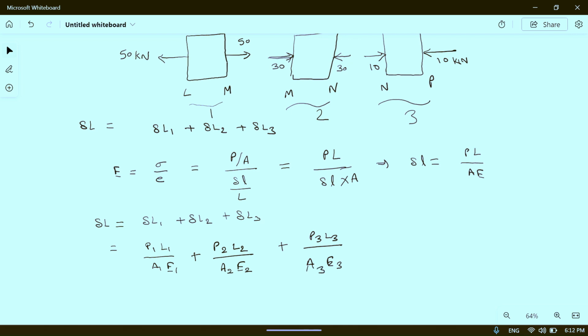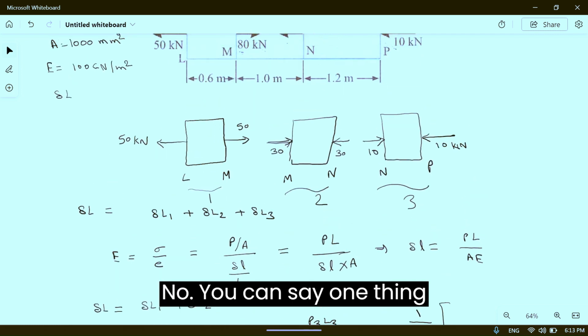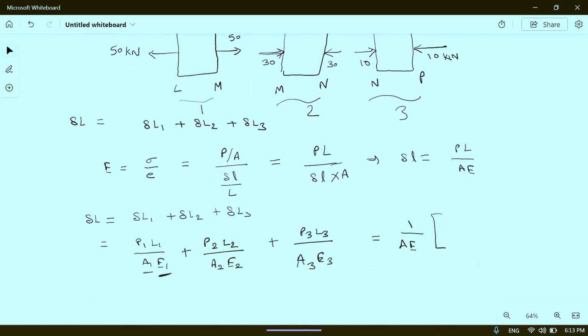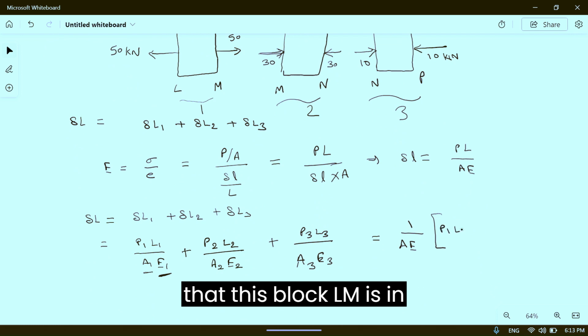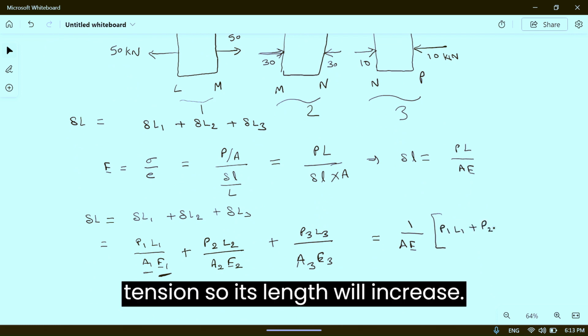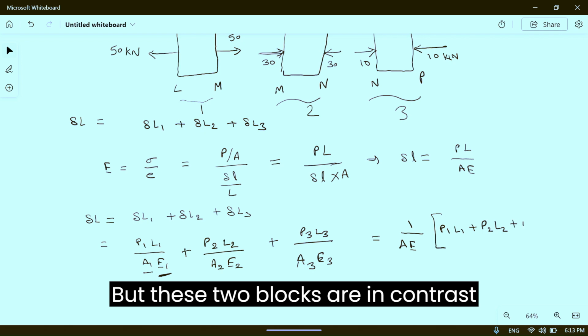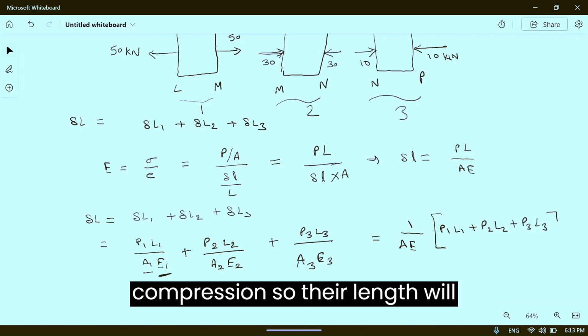Now you can see that area is same, cross-sectional area is same for each block. E is also same because all are made from brass, so it will be common. So 1 upon AE in bracket P1 L1 plus P2 L2 plus P3 L3.